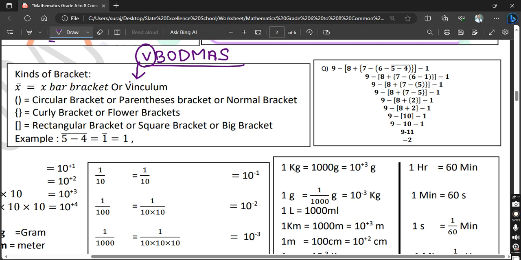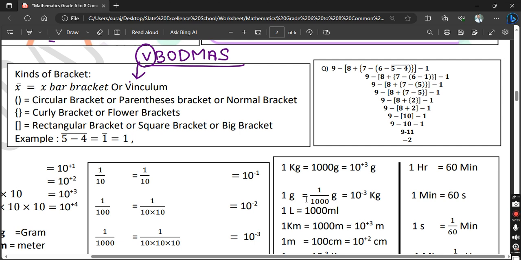After that we have the curly bracket or the flower bracket. As you are able to see here, the shape is represented like this. It looks like a flower, so we can say a flower bracket, and it is curly, due to that we say curly bracket. Next we have the rectangular bracket or the square bracket, also called the big bracket. As you are able to see here, it is already given over there. Now 5 minus 4 bar is given over there.